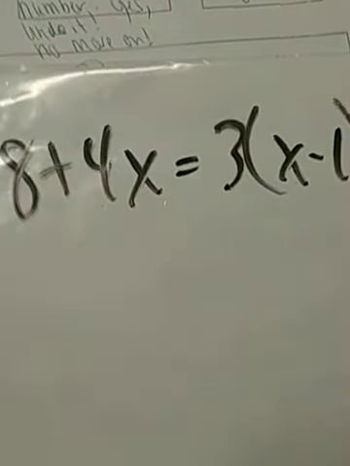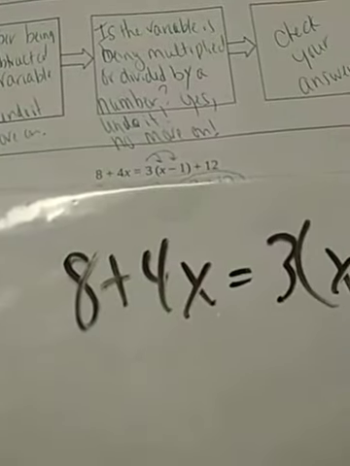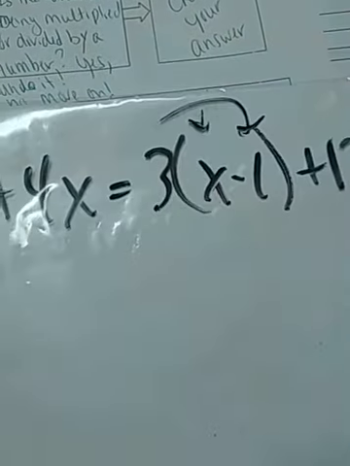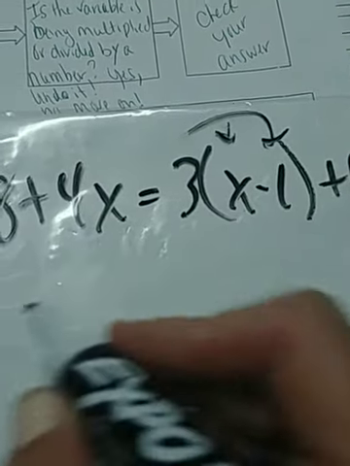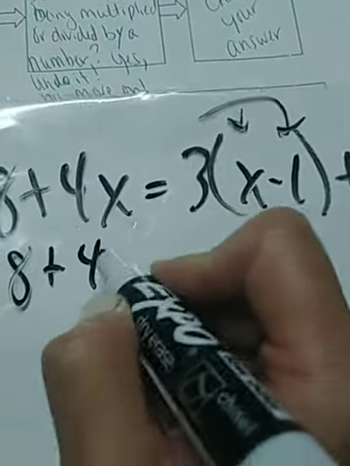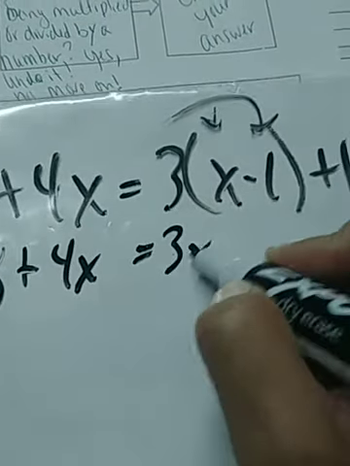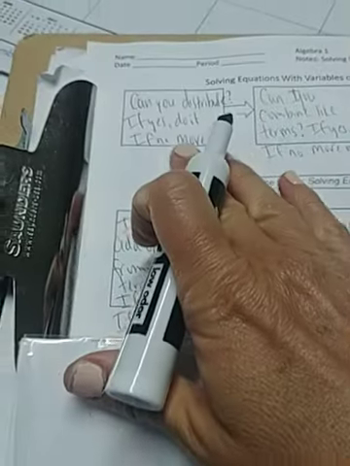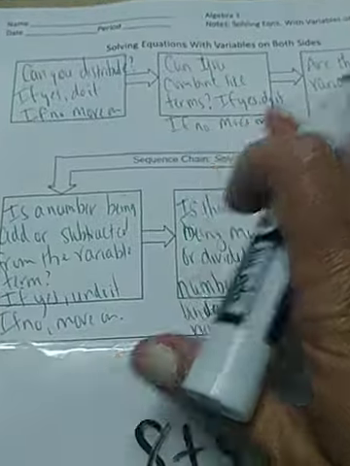And we're going to go to our math problem here, which is in the box on our example right on our page. And I'm going to look at it and I'm going to see I can distribute. I can give out this 3 to both the x and the negative 1. So I'm going to have 8x plus 4x equals 3x minus 3 plus 12. I finished the first step of distributing. Now I'm going to move on.